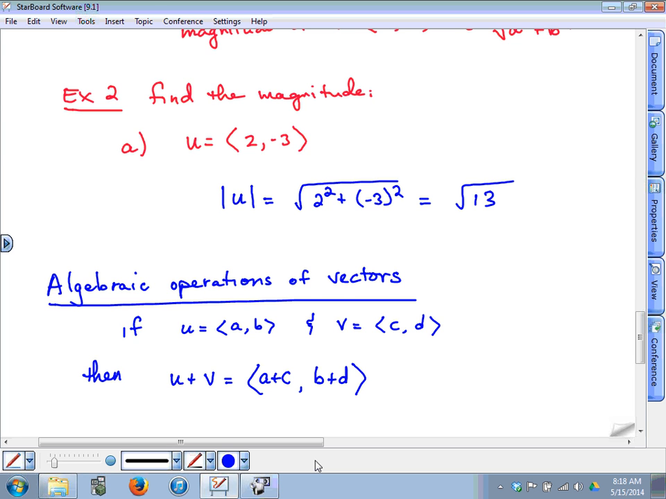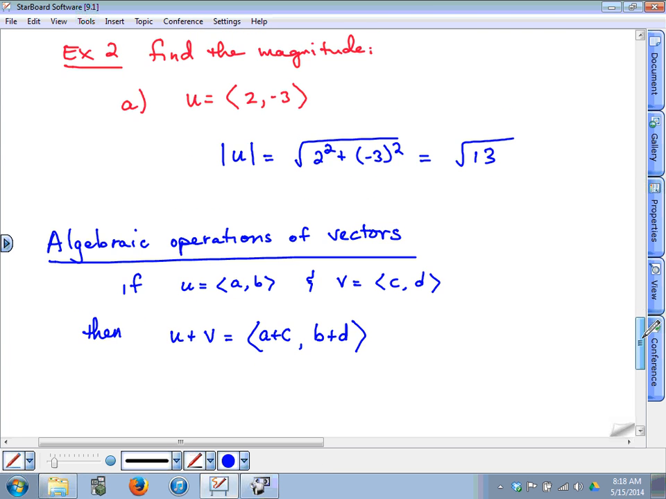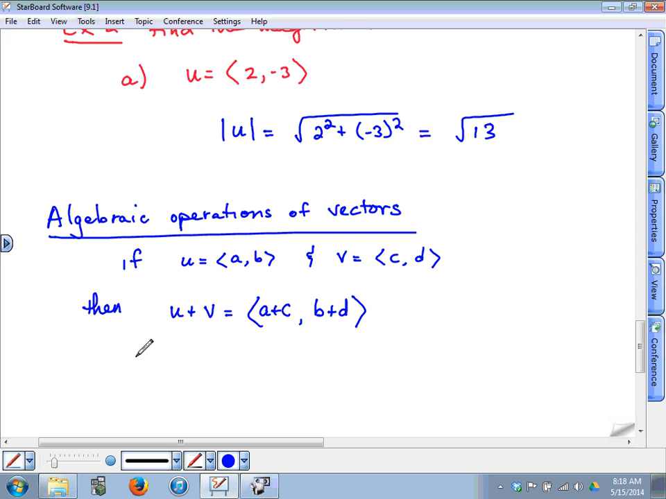It's pretty easy. And the same would go for subtraction. Scalar multiplication. So if I had a scalar, let's say k, and I wanted to multiply that by u, how do you think scalar multiplication is going to work? So k is a scalar. What is a scalar again? Just to remind everybody.